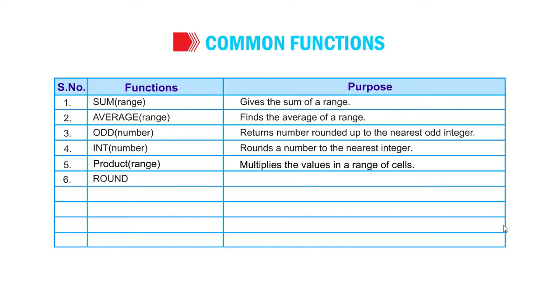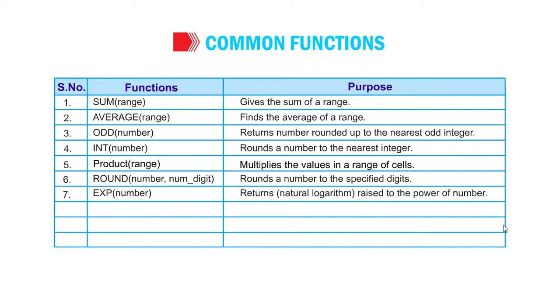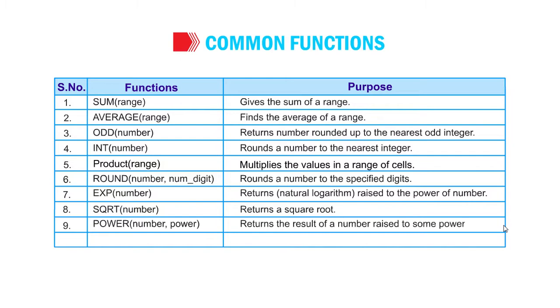Number 6, ROUND(number, digits). Purpose, rounds a number to the specified digits. Number 7, EXP(number). Purpose, returns e raised to the power of a number. Number 8, SQRT(number). Purpose, returns a square root. Number 9, POWER(number, power). Purpose, returns the result of a number raised to some power.